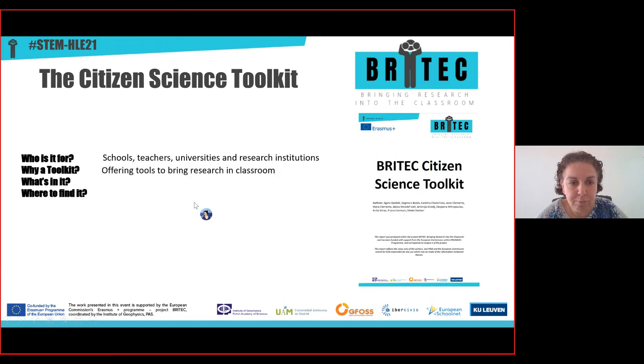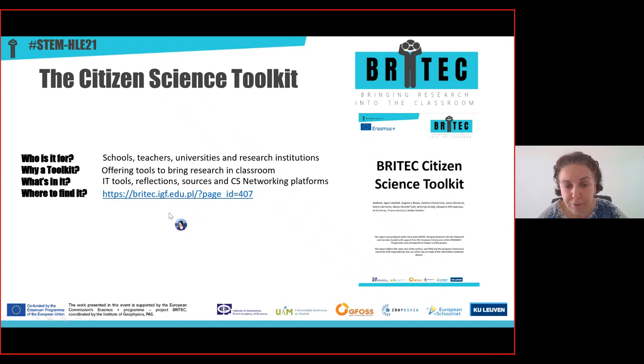Now, in terms of content, the toolkit contains examples of different IT tools, reflections on how to address research ethics, and also what are the roles and the responsibilities of the different actors within the project. And finally, it also offers some examples of useful resources, but also citizen science networking platforms that have been developed by other projects. If you wish to find out more, you can use the link, but you can also visit the BRITEC website, and you can find the entire toolkit under the library.